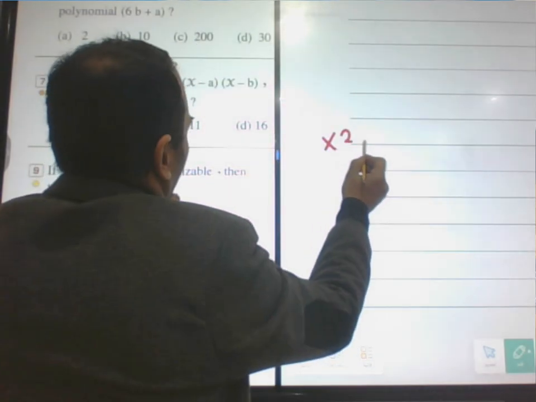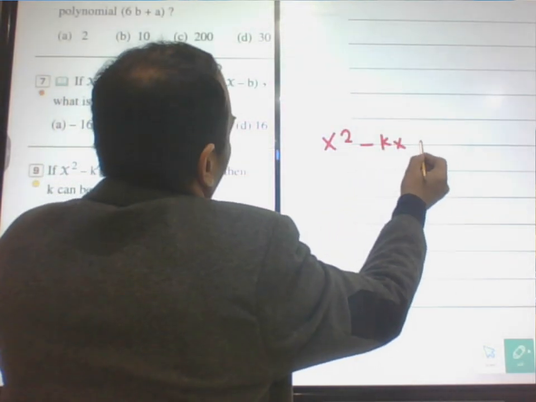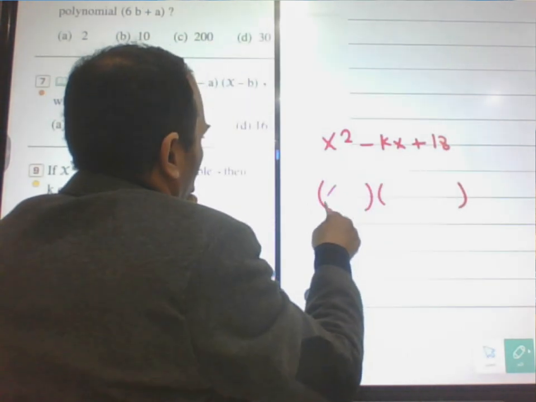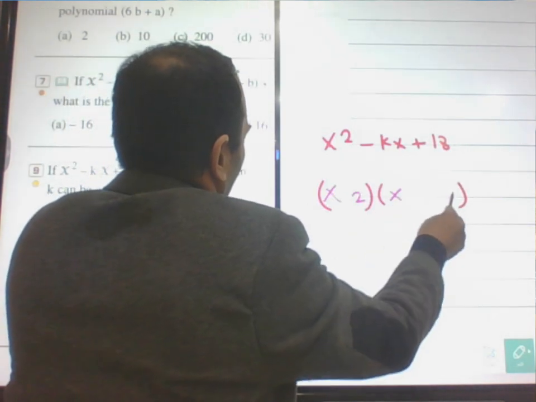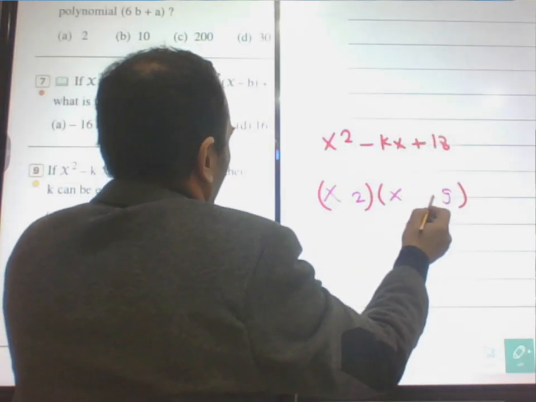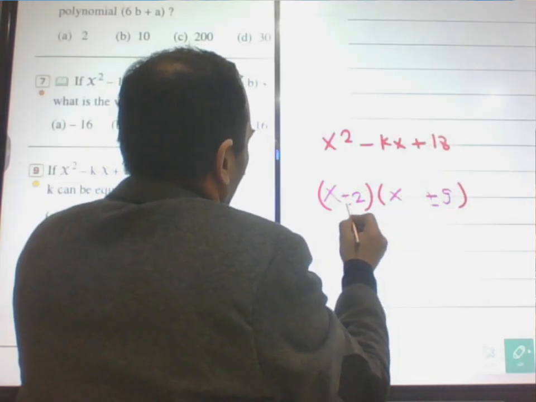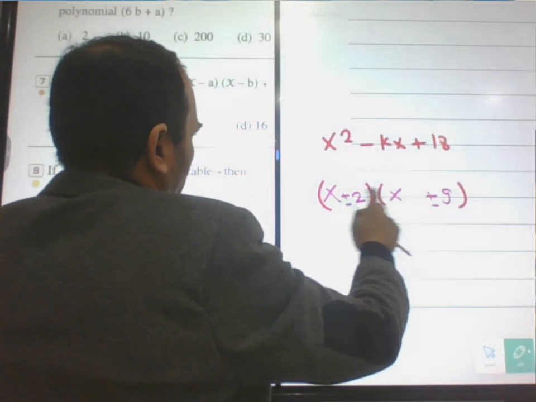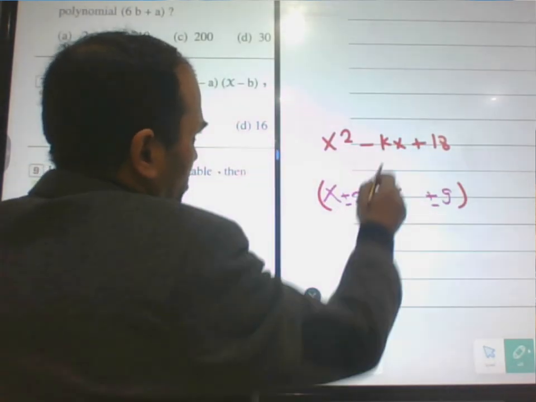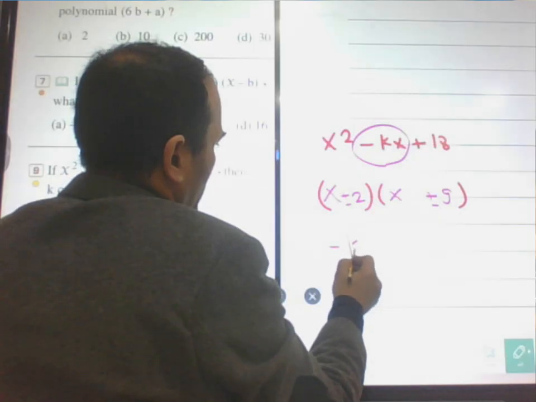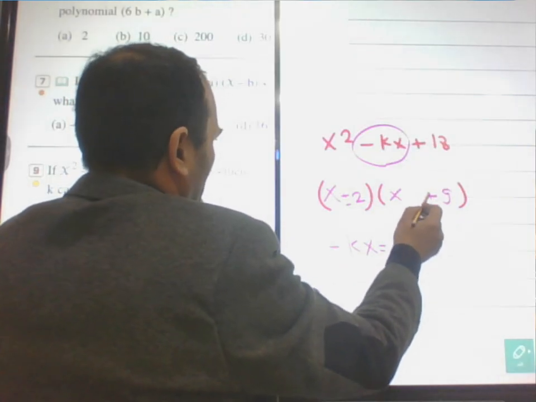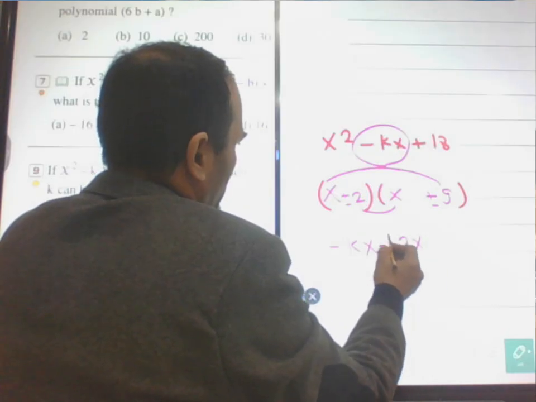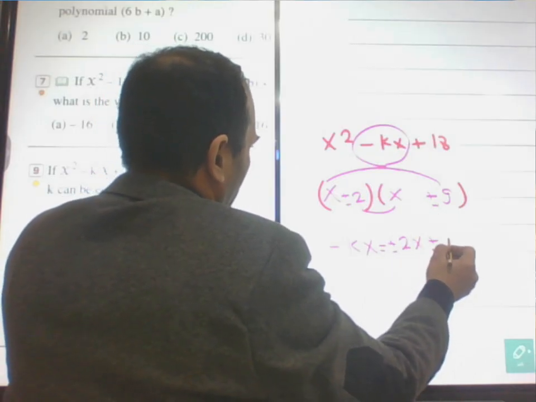Again, we have x power 2 subtract kx plus 18. I can factorize the expression by product by x, and 2 times 9 equals 18. The sign here may be positive or negative, okay? Because positive times positive equals positive, or negative times negative equals positive. Then the middle term, negative kx, will be the product of extremes and means: 2x, positive or negative, and also positive or negative 9.